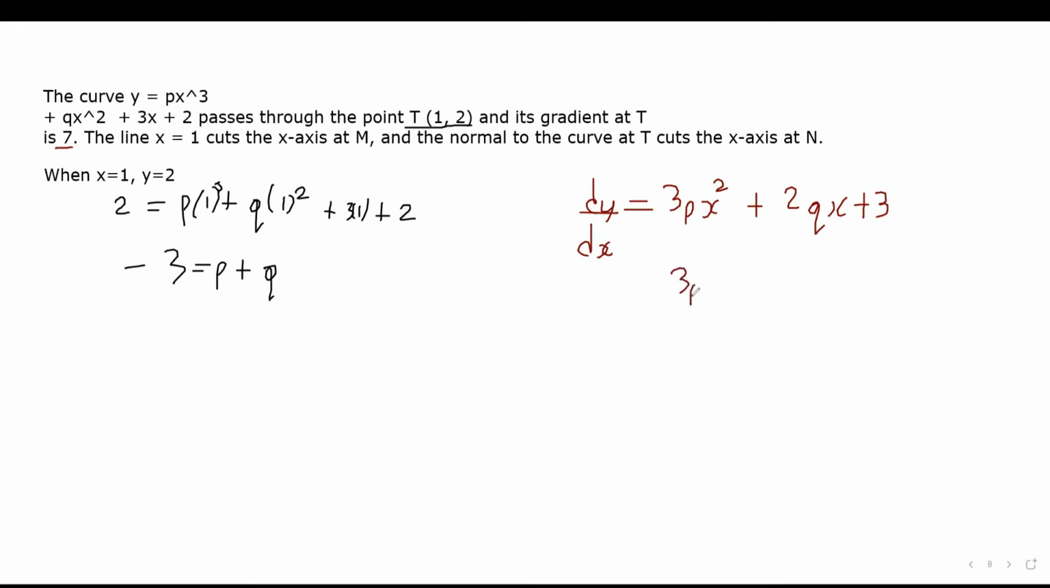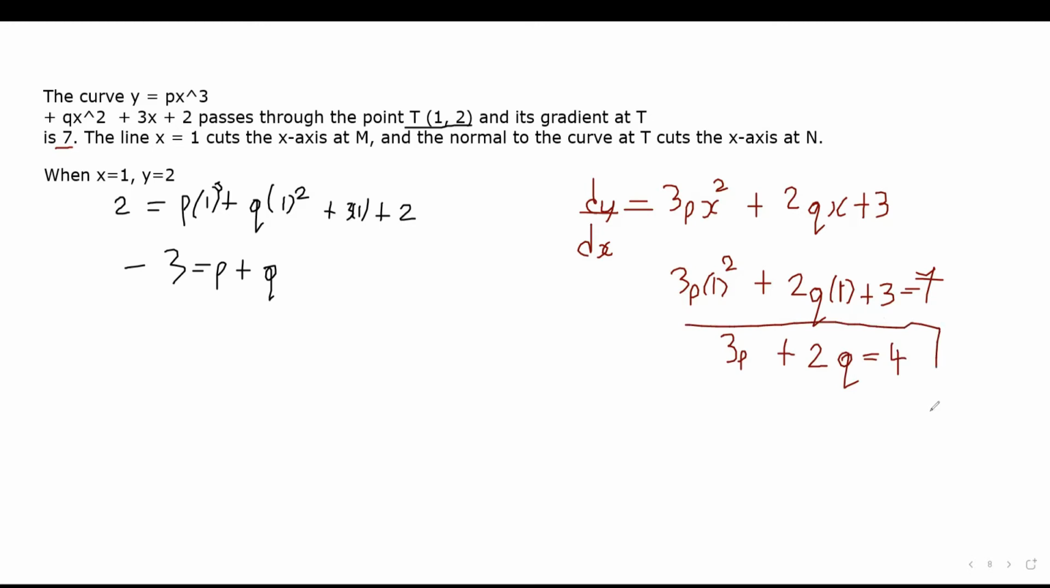So we get 3p times 1 squared plus 2q times 1 plus 3 equals 7. So what we end up having now is 3p plus 2q. I can bring over the 3 to the other side. 7 minus 3 is 4. So now we have the two equations, right? You cool with this, Marika? Yes, sir.